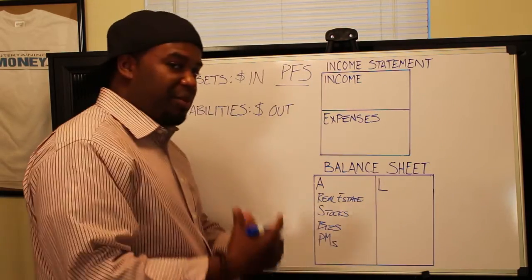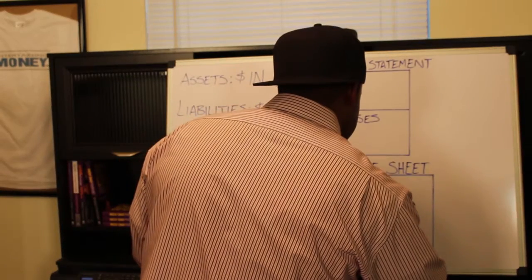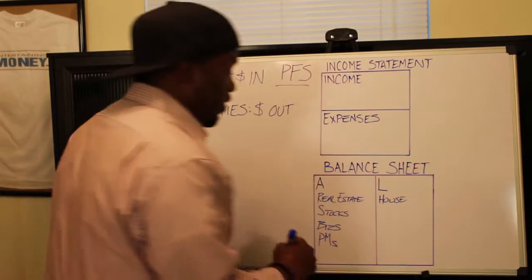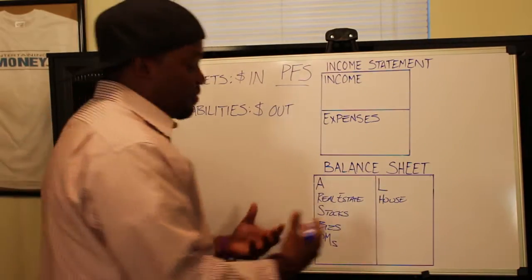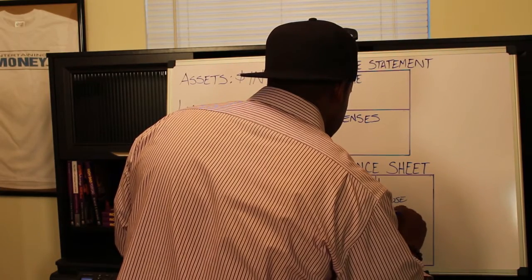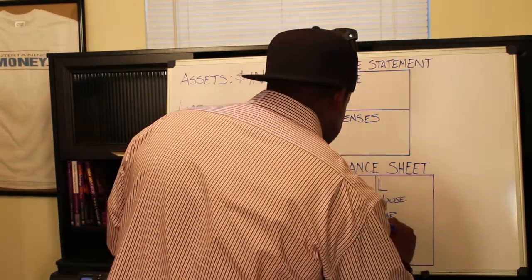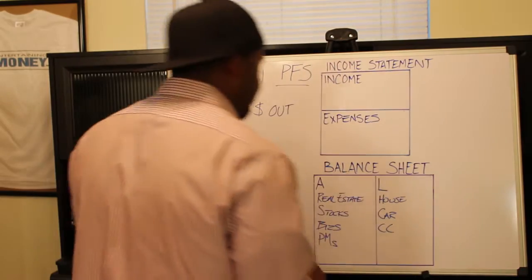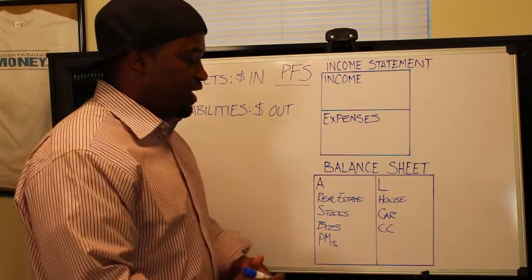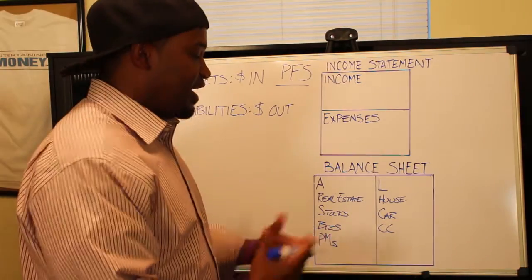Some examples of liabilities are a personal home, where the individual actually pays for the mortgage, a car, and let's say credit card purchases, maybe it was some shoes or that designer handbag that you had to have.